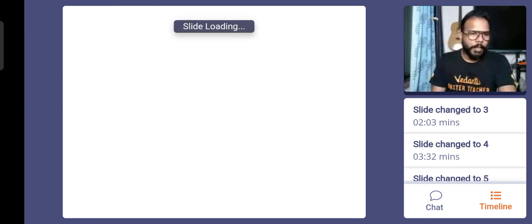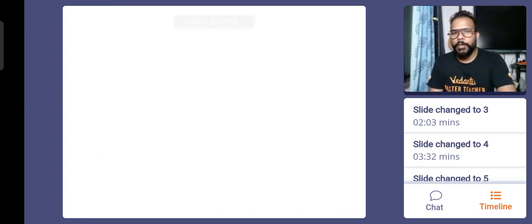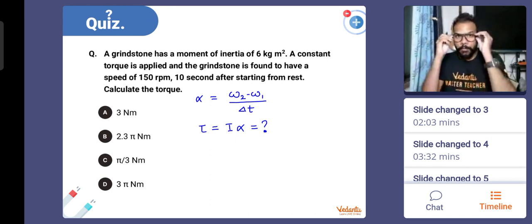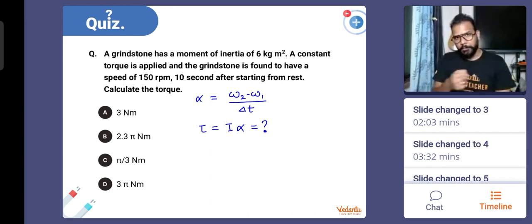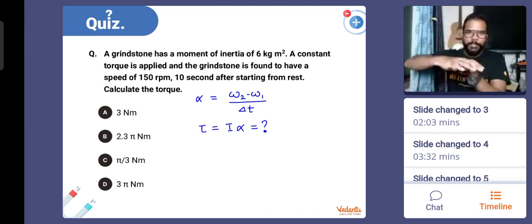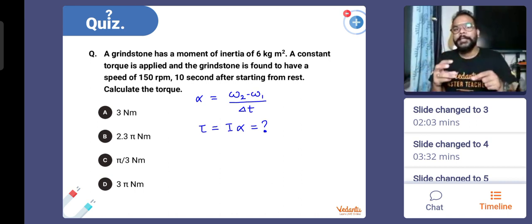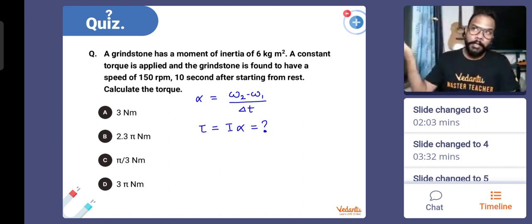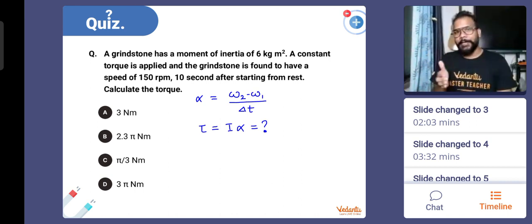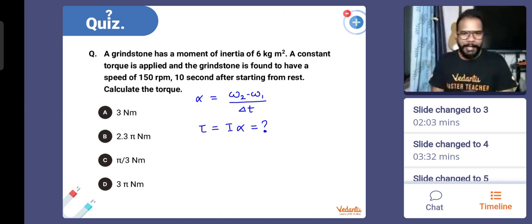Okay, another one for all of you. A grindstone has a moment of inertia of 6 kg meter square. What is a grindstone? Chakki, atta chakki. Basically two discs which are placed over each other. The lower one is fixed, the upper one is rotated over the lower one, so whatever comes in between gets grinded. That's how your grandparents' generation used to get the wheat flour, and nowadays it's all mechanical, but the machinery has changed. So the grindstone is basically a disc, with a moment of inertia of 6 kg meter square.